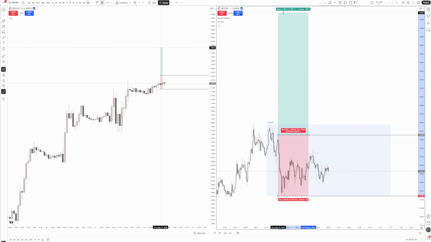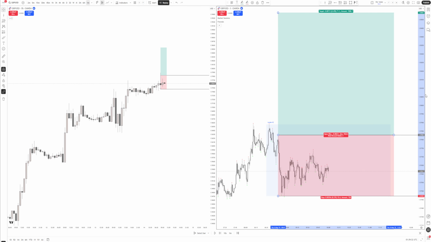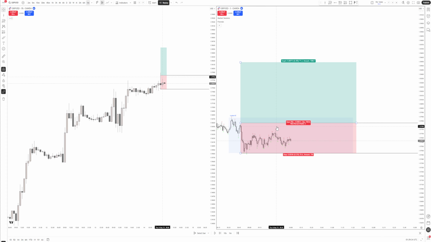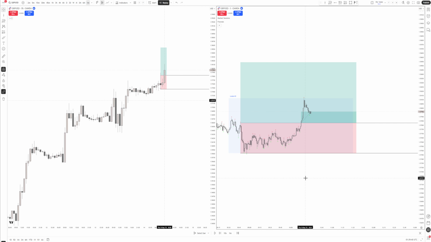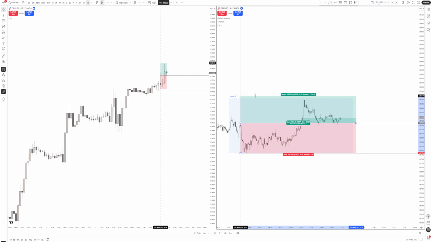You can see it is huge. Or we just wait till it breaks and then we look for another entry. We have broken, you can see. And let's see if price did hit a 1-2. Not quite. So let's just wait.